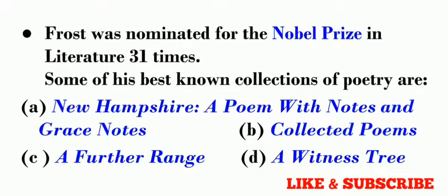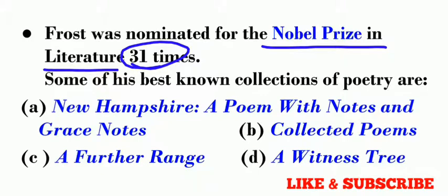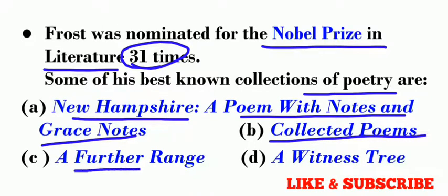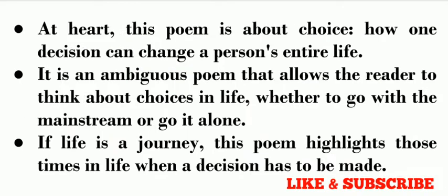Frost was nominated for the Nobel Prize in Literature 31 times. Some of his best known collections of poetry are New Hampshire, A Poem with Notes and Grace Notes, Collected Poems, A Further Range, and A Witness Tree. So these were a few points about the poet.